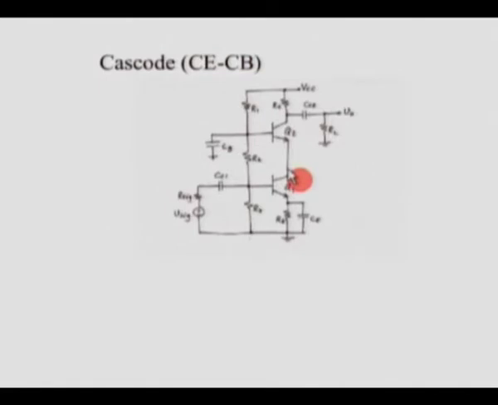So this is how a cascode amplifier gives you almost the same voltage gain as a single stage, at the same time much higher high frequency response.